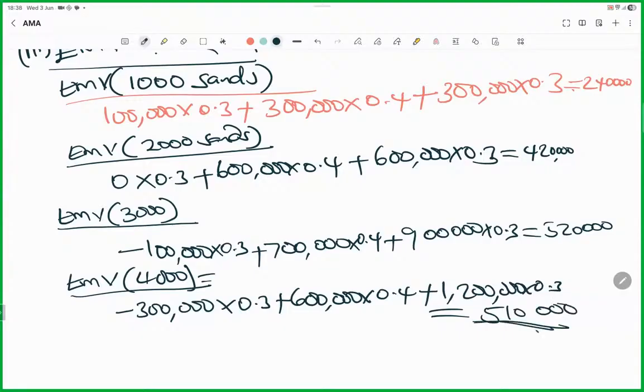What do we normally do with the expected monetary value? Money is sweet. The more, the better. Remember, for EMV, the higher, the better. So in this case, you're using EMV. Which alternative do we settle for? 3, yeah? So we are told this is the maximum EMV amongst the 4. Maximum expected monetary value.